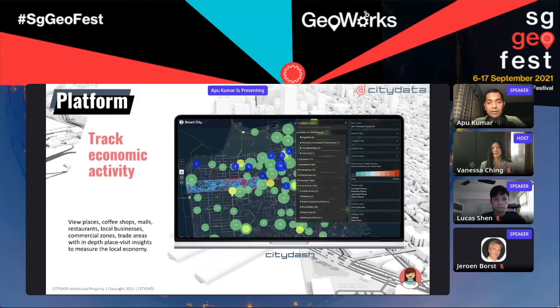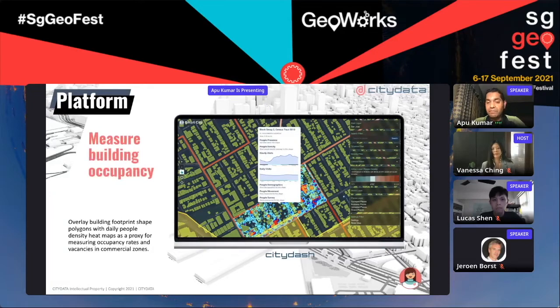Along the same lines, you can track economic activity in any part of your city. So if you want to measure the visits and the footfalls to trade areas, commercial zones, coffee shops, and malls, you can do so very easily with mobility data sets like companies like City Data provide by combining it with POI data sets. You can take that a step further. You can try to look at building occupancy rates by overlapping the heat maps with building footprints. And again, look at this from an equity angle, as in how does this vary in different parts of the city? And is the occupancy rate lower in the equity zones versus the other zones in the city?